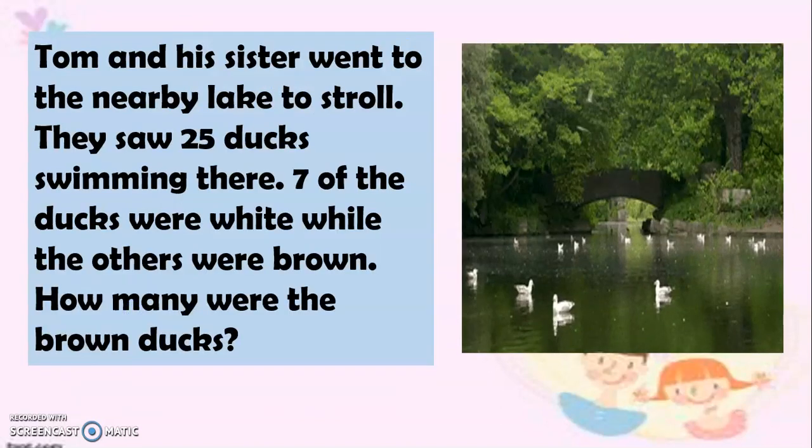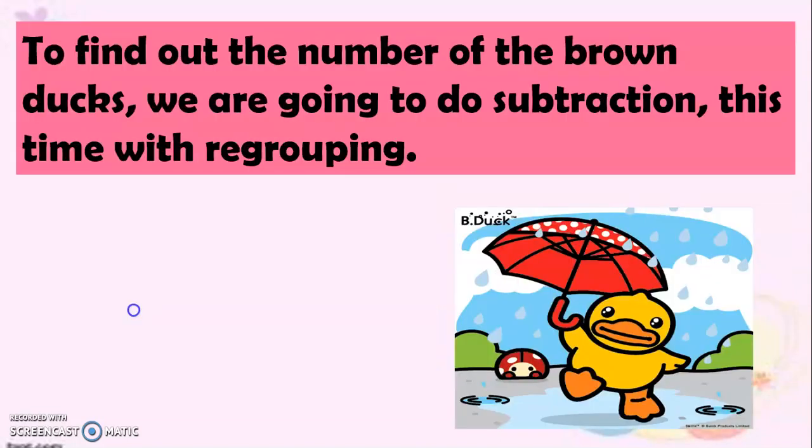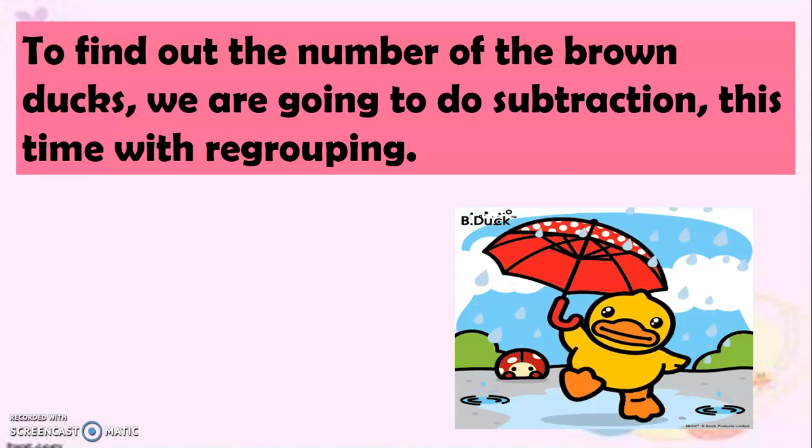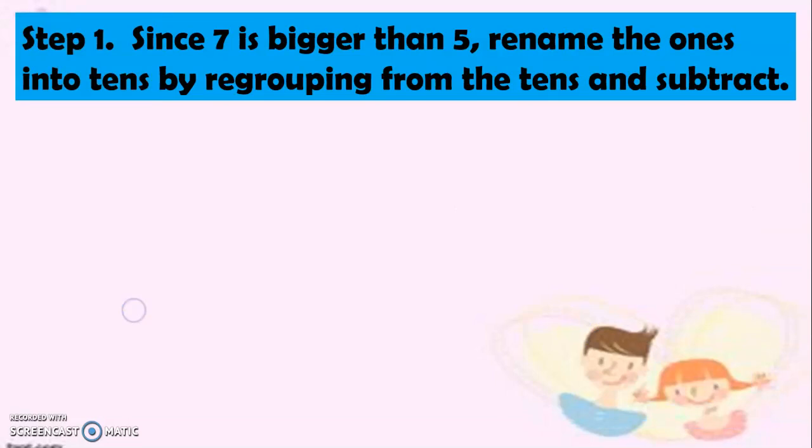Now, Tom and his sister went to the nearby lake to stroll. They saw 25 ducks swimming there. 7 of the ducks were white, while the others were brown. How many were the brown ducks? And to find out the number of the brown ducks, we are going to do subtraction, this time with regrouping. And we are going to follow these steps.